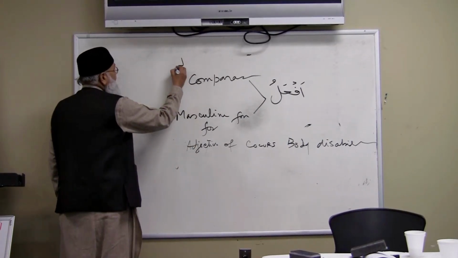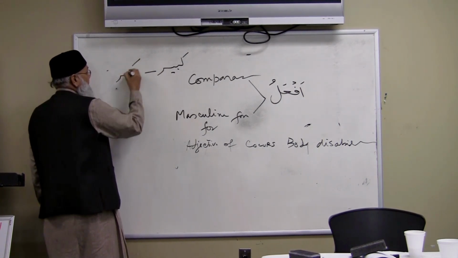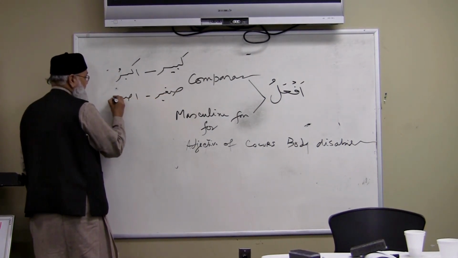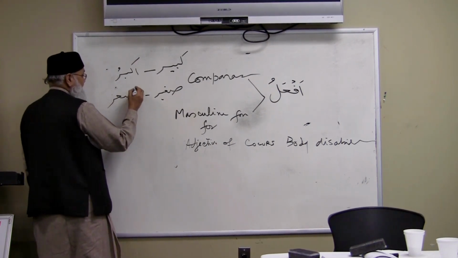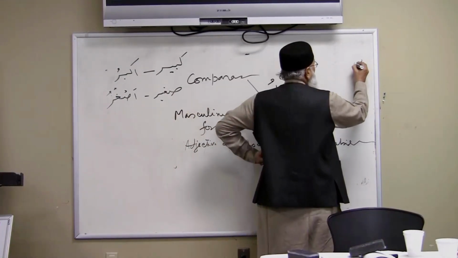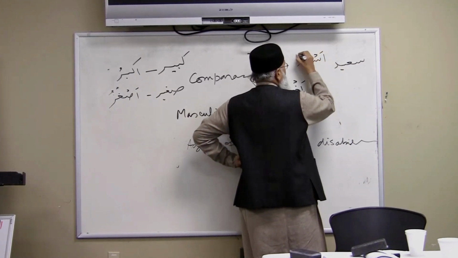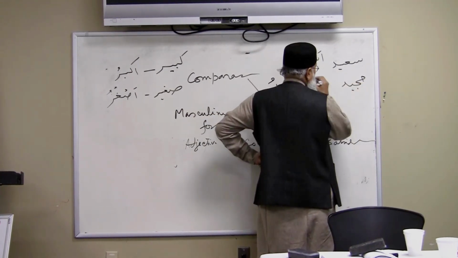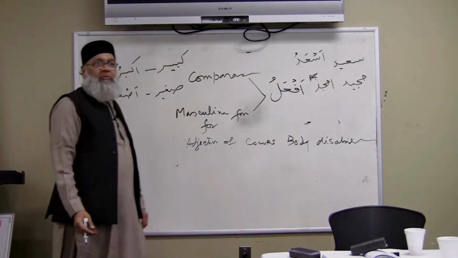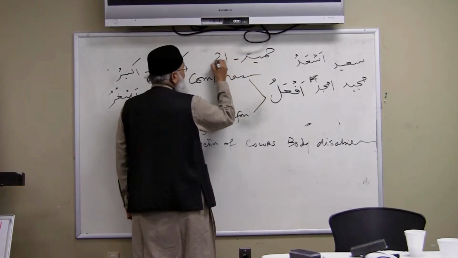For example, Kabir, the comparative and superlative degree will be akbaru. Saghir, small, the comparative would be asgharu. Then Sa'id is fortunate, as'adu more fortunate. Majid glorious, Amjadu more glorious. Hamid worthy of praise, Ahmadu even more.